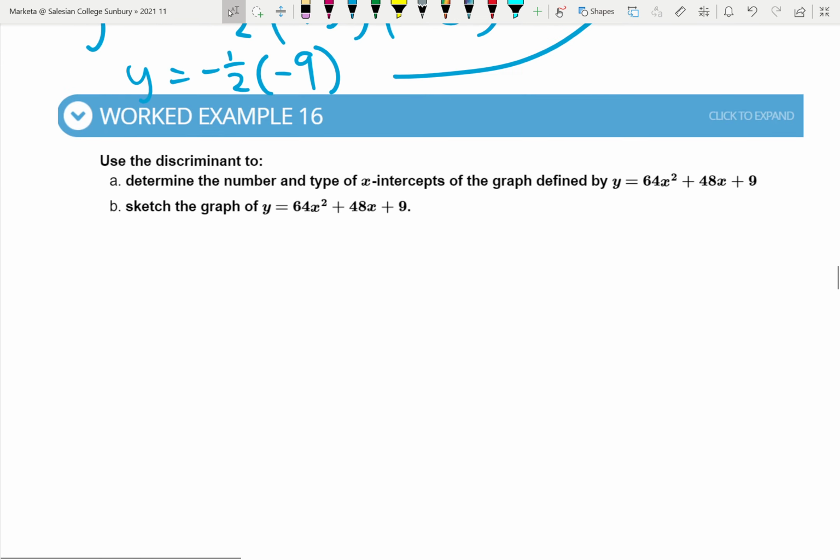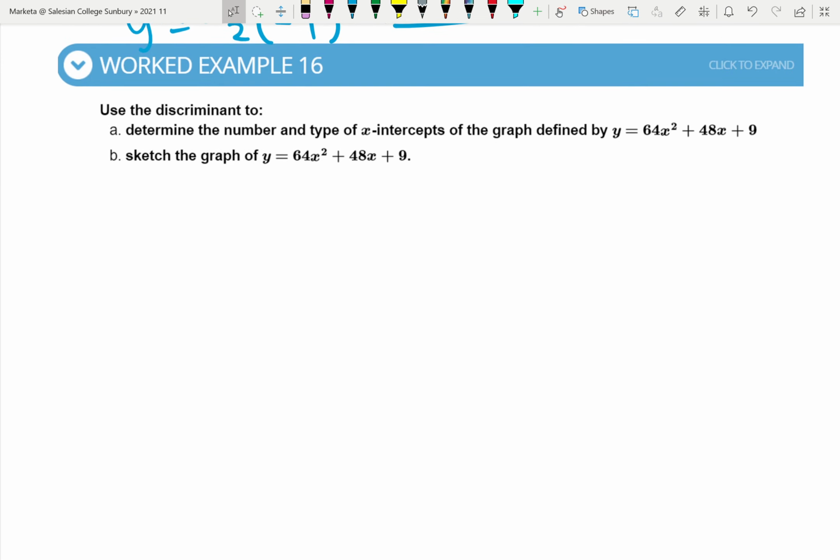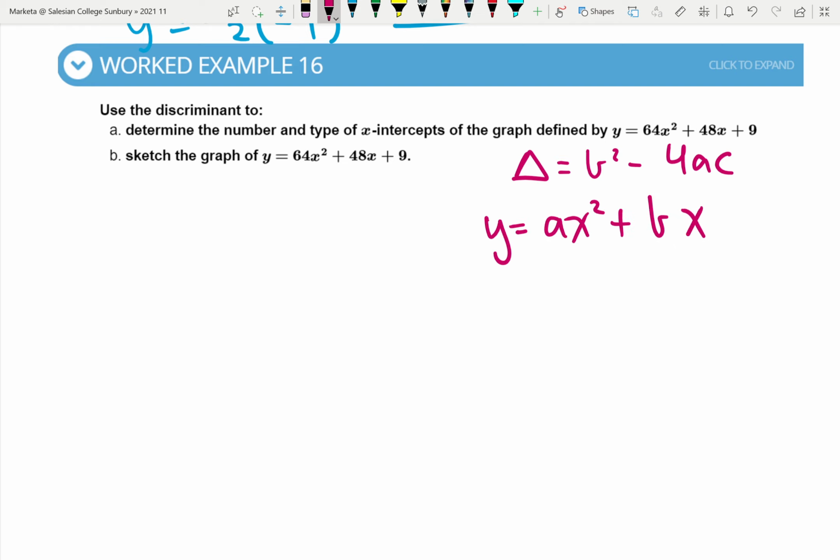Yes, it is. So this one's talking about the discriminant. So remember from a previous exercise, the discriminant equals b squared minus 4ac. And we get those a, b, and c values from the equation y equals ax squared plus bx plus c. So it tells us to determine the number and type of x-intercepts of the graph defined by this.